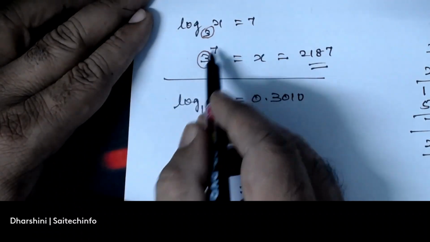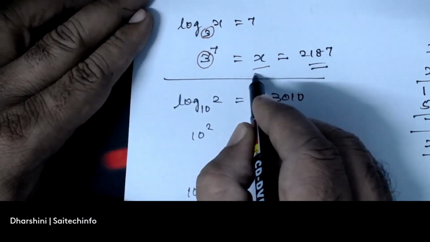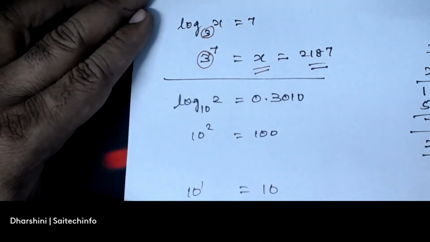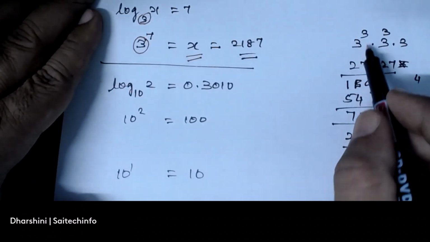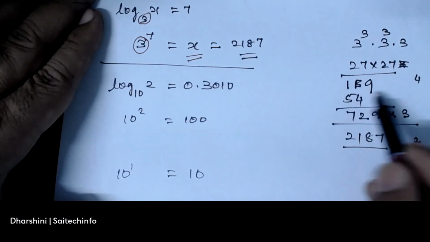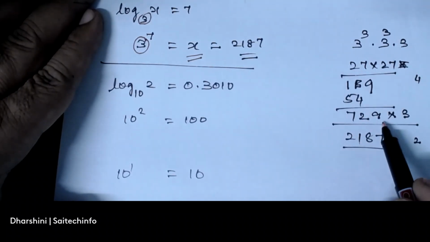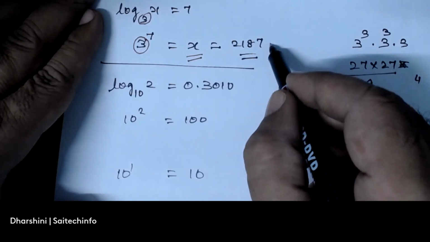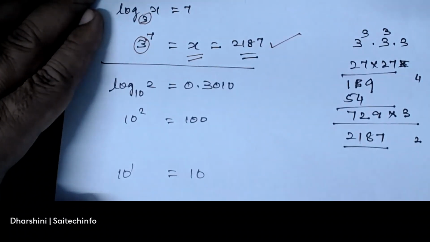Now if 3 power 7 is equal to x, we can find out the value of 3 power 7. So you can split this into 3 cube and 3. Therefore 3 cubed is 27. So 27 into 27 gives 729, again multiplied by 3. So the answer is 2187. Are you able to follow this?